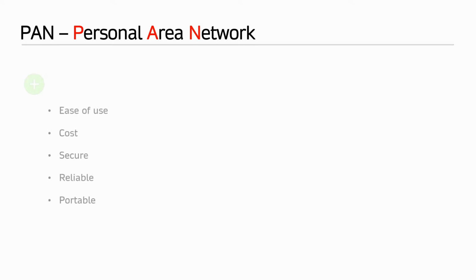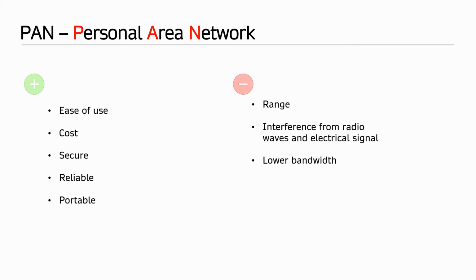The advantages of personal area network are ease of use, cost, security, reliability, and its portability. On the negative side, the range of data transmission, interference from radio waves and electrical signals, and lower bandwidth.